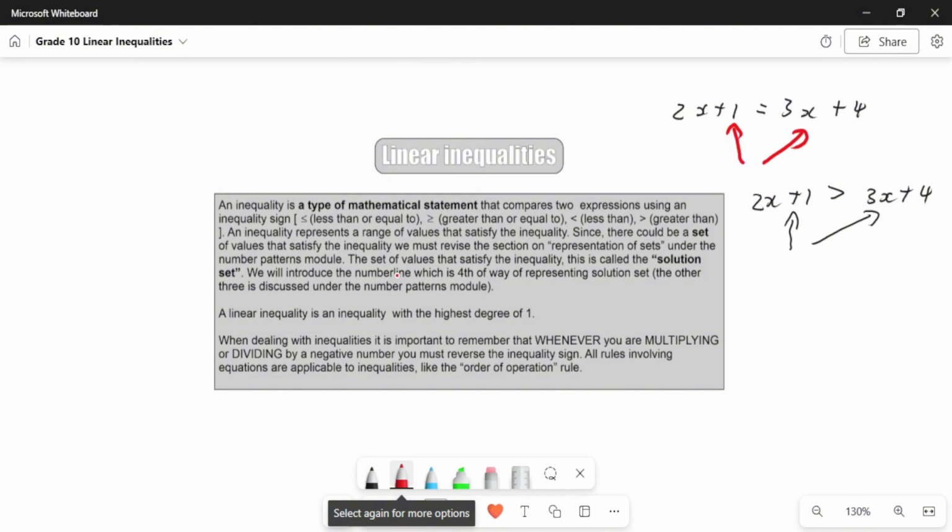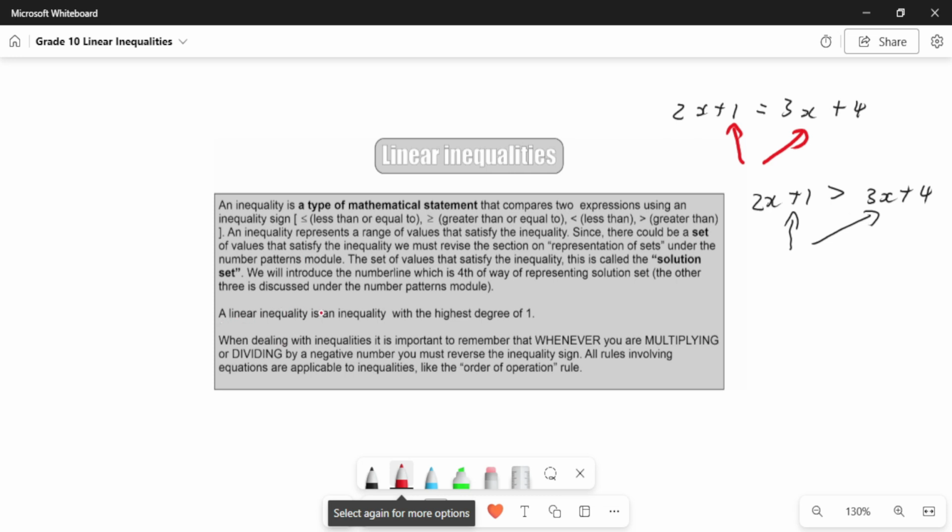But when we start discussing functions, I'll be able to give you the more practical and visual answer to this. That's why functions even lend themselves to inequalities. The set of values that satisfy the inequality is called the solution set. We will introduce the number line, which is the fourth way of representing solution sets. The other three are discussed under the number patterns module. I've already talked about that.